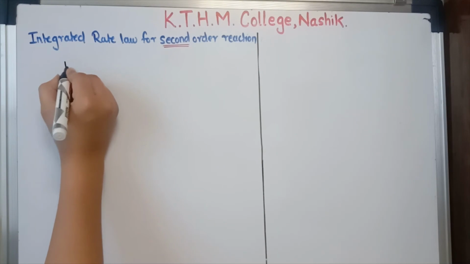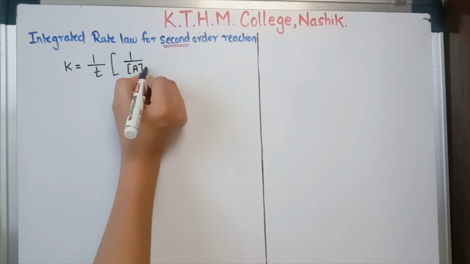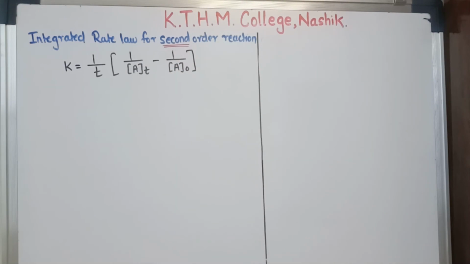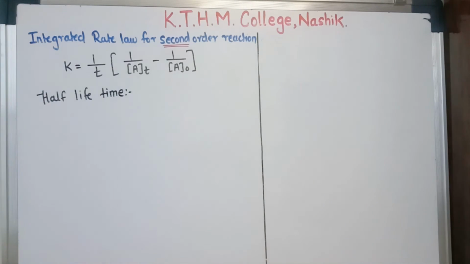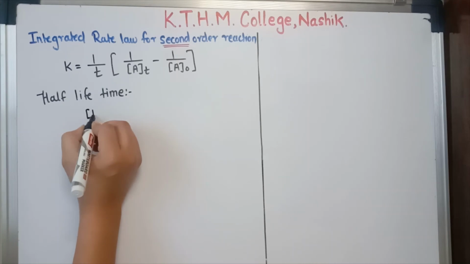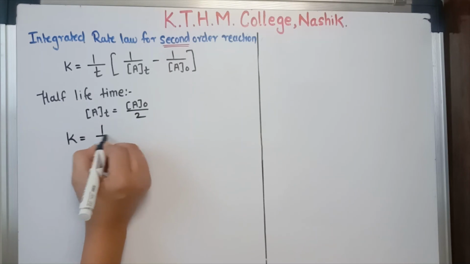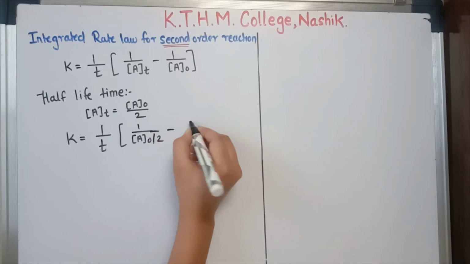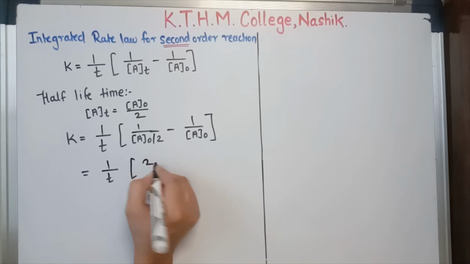So now we know that K is equal to 1 upon t into 1 upon At minus 1 upon A0. This is the rate law. So now for finding the half life time required to convert the initial concentration of reactant to half. So at half life, that means At is equal to A0 upon 2. So K is equal to 1 upon t into 1 upon A0 upon 2 minus 1 upon A0. So 1 upon t, which is equal to 2 upon A0 minus 1 upon A0.